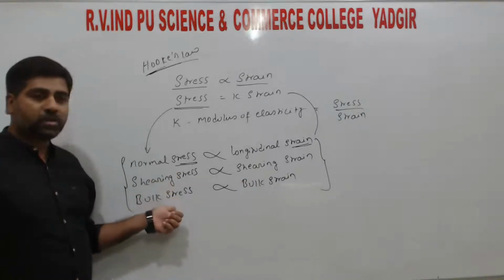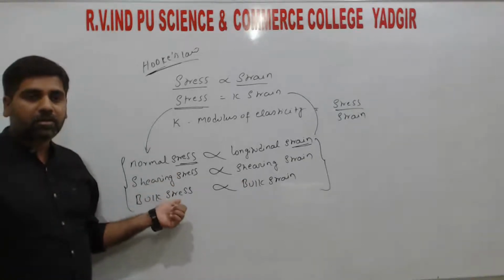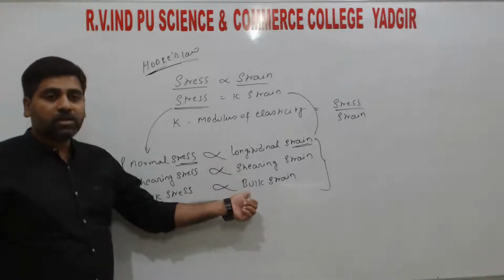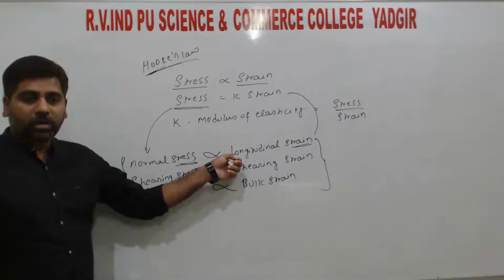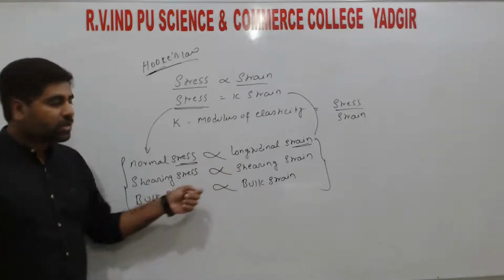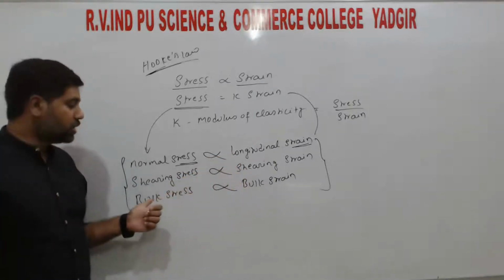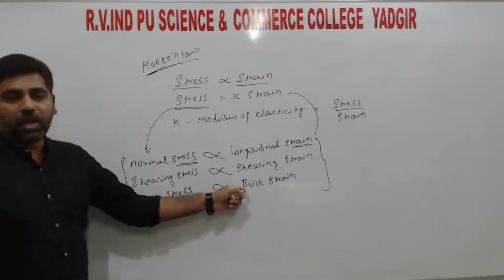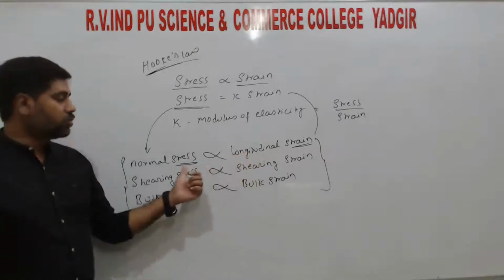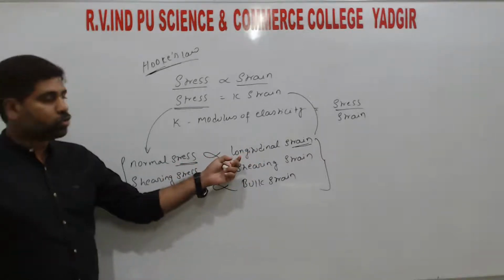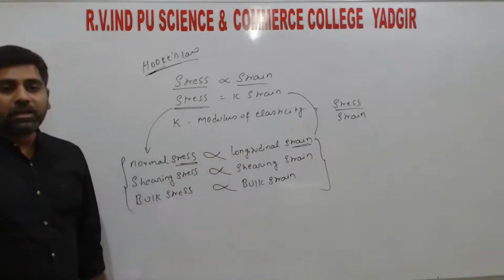Whichever stress acts on the material, we get the corresponding strain, right? Due to the normal stress we get the longitudinal strain. Due to the shearing stress we get the shearing strain. Due to the bulk stress we get the bulk strain, right? Hence stress corresponds to strain. So normal stress is directly proportional to the longitudinal strain, right?